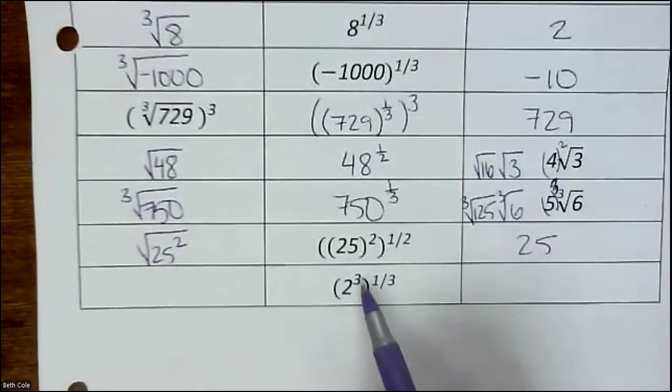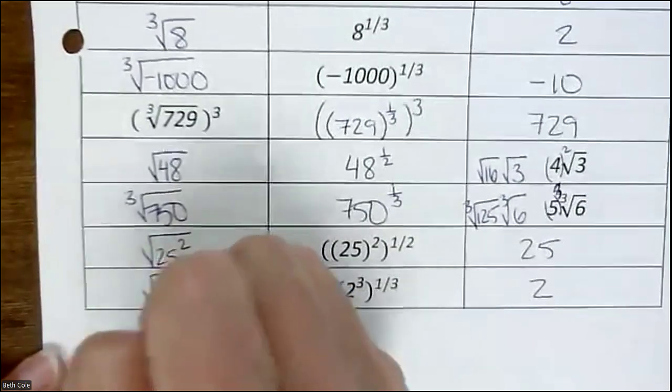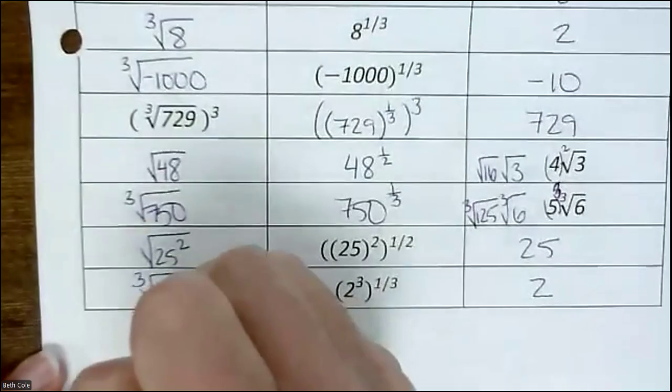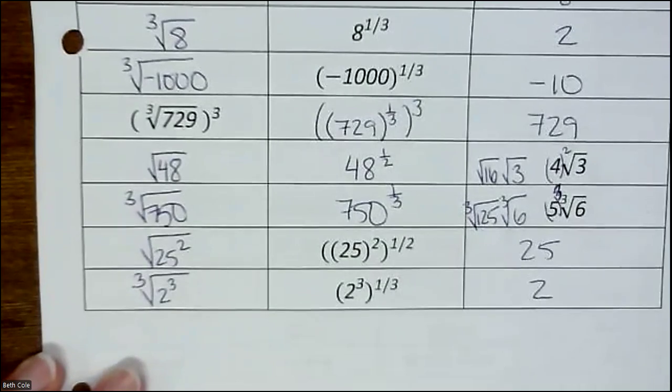This one is the same thing. Do you see how there's a cubed and then a 1/3? So it's just 2. And if you want to write it over here, it's cube root of 2 cubed. So the cubed and the cube root cancel.